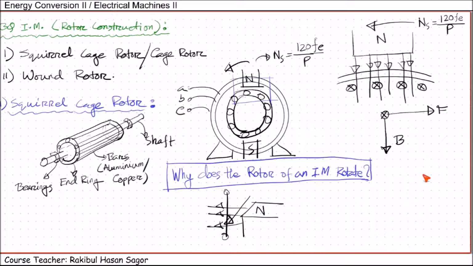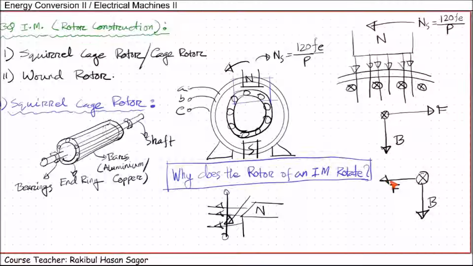We have a current carrying conductor and the magnetic field is downward. Now if we apply Fleming's left hand rule, because we are giving current under a magnetic field and getting force as an output, this will be the motor action. Applying Fleming's left hand rule, we get the direction of force on the left side. So the direction of force exerted on the rotor bars is directed toward the left side.